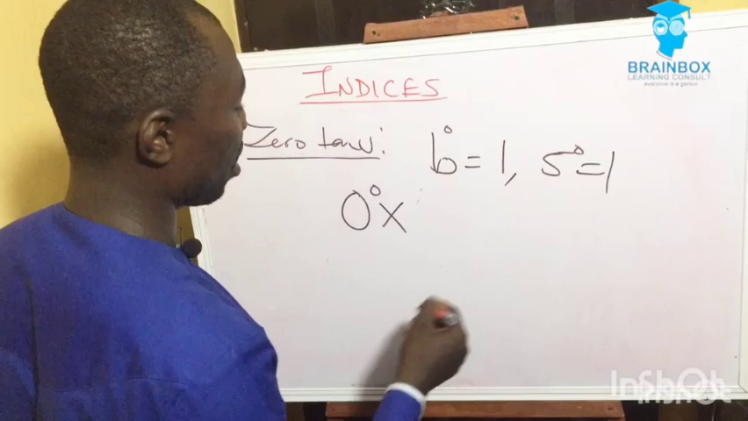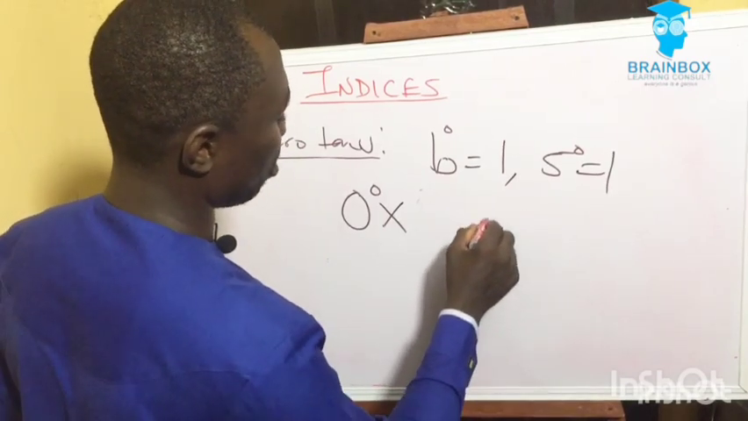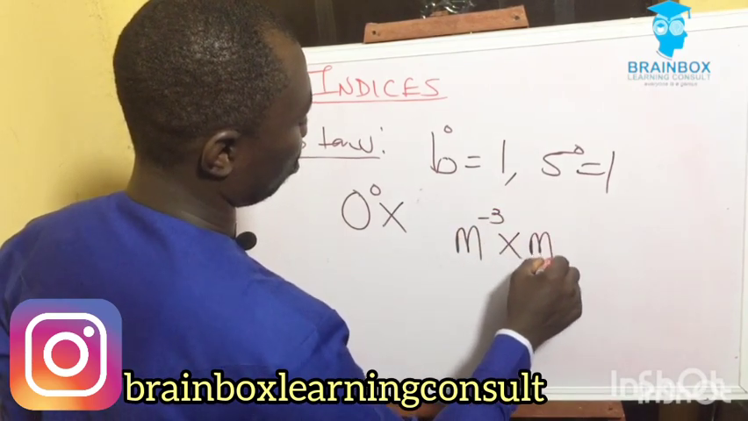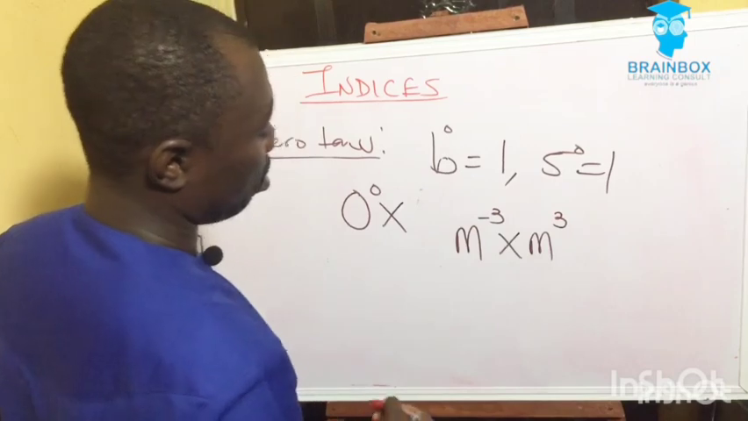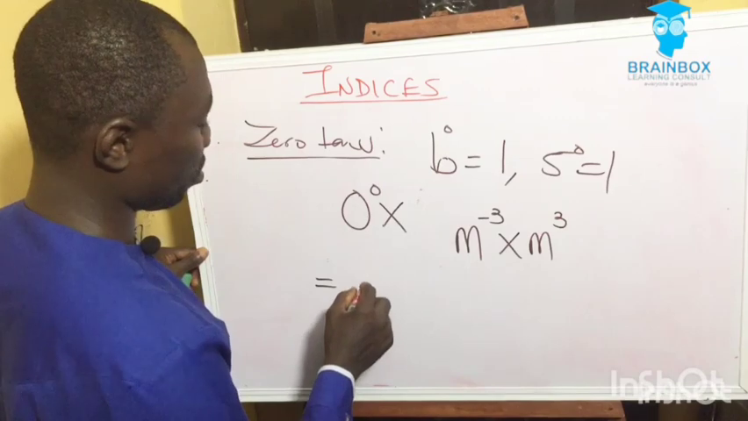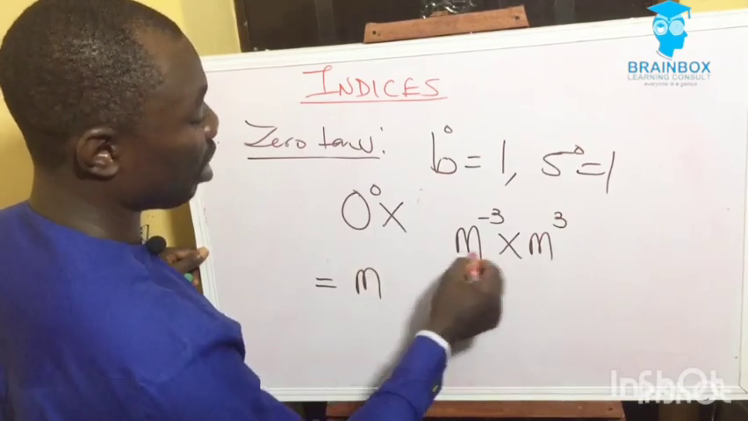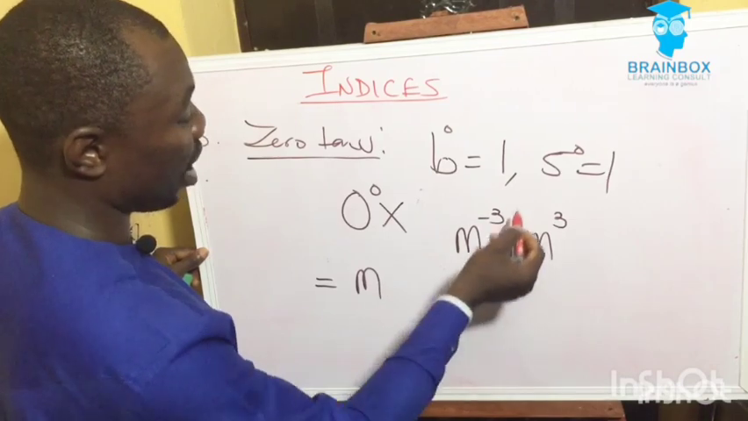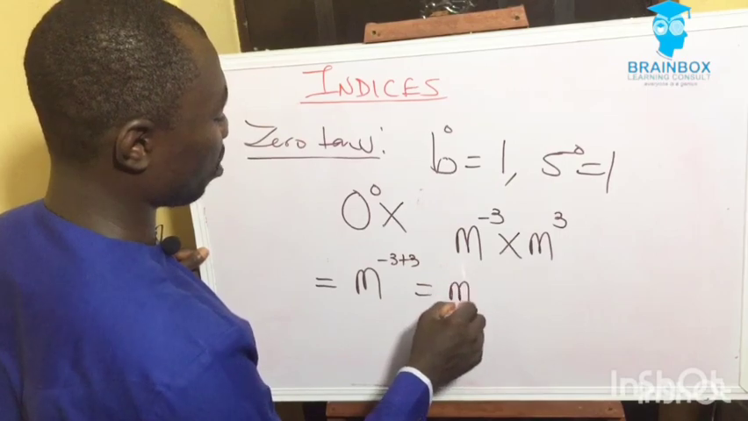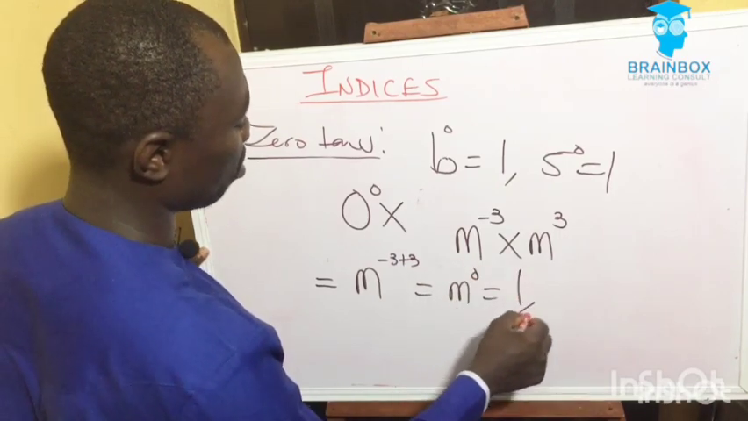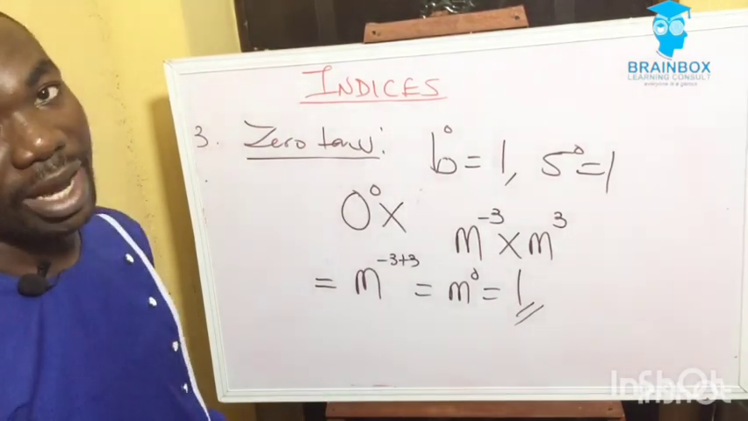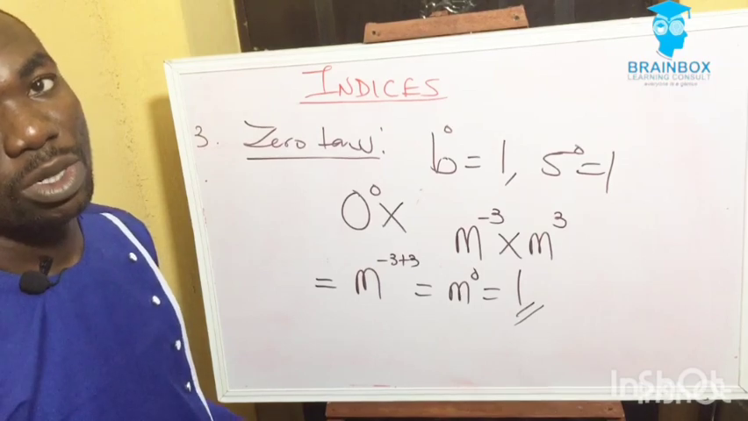For instance, we can have something like this. m raised to the power of minus 3 times m raised to the power of 3. So we pick one, right? This is the addition law. We pick one, we add the power, right? That will be minus 3 plus 3. So minus 3 plus 3 will actually give us 0, and that will be equal to what? 1. So this is the law that guides that any number raised to the power of 0 apart from 0 is equal to 1.